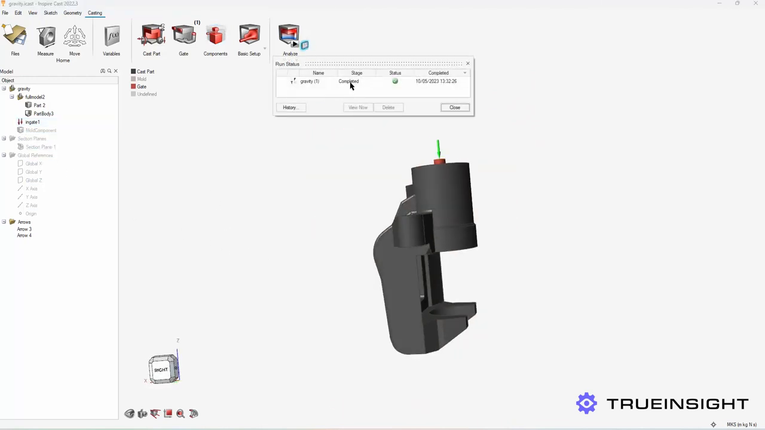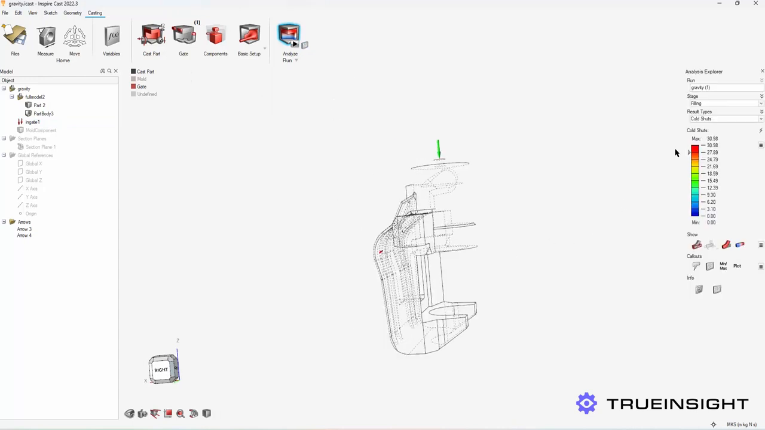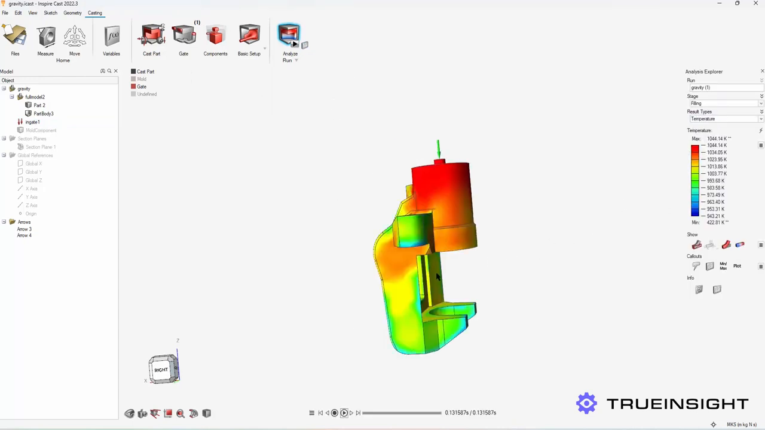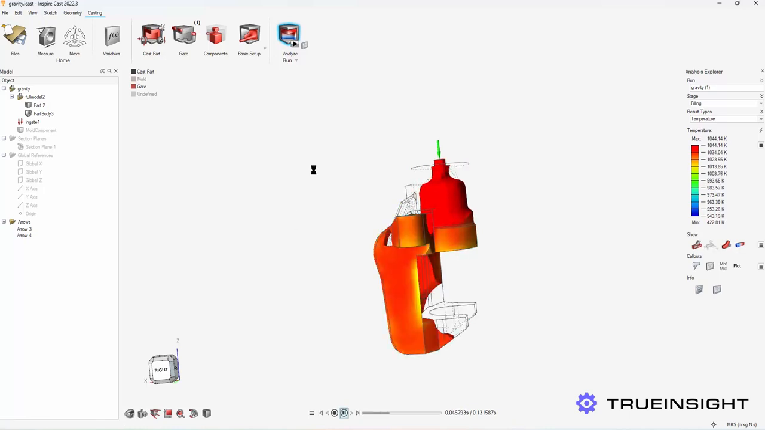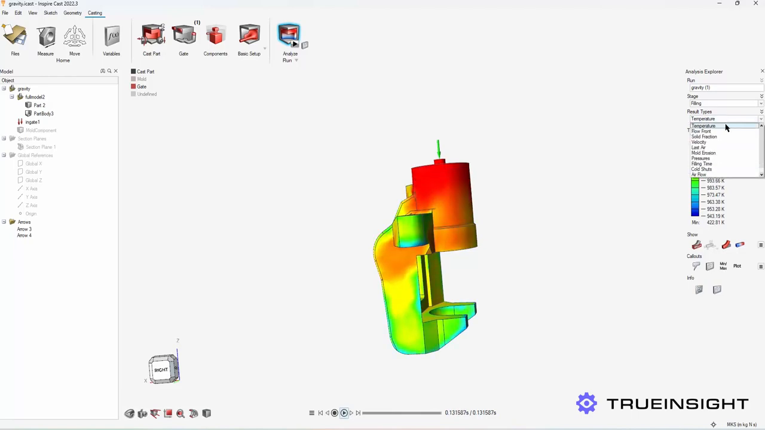So we'll start on the filling side. And when you're looking at filling results, you're typically looking for potential defects that could arise during the process of the molten material filling your mold. So depending on your results, you can look at adjusting gate placement or fill time or temperature.